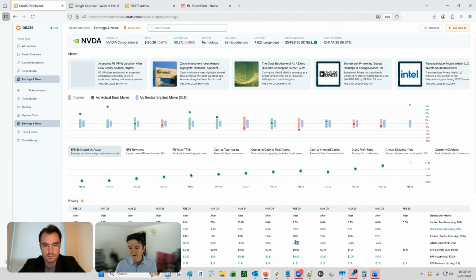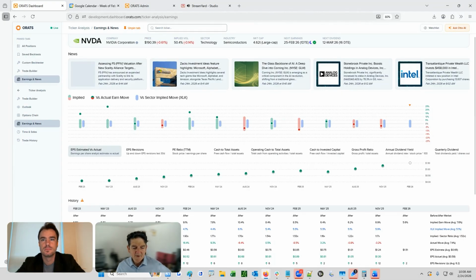That's the 8.5 down, and then we've recently added, well, what was the implied move of the entire sector? And then we do, well, what's that ratio? So this is a very neat add. And you can kind of see how Nvidia versus the XLK. So XLK is the best ETF for Nvidia. XLK is the technology ETF.